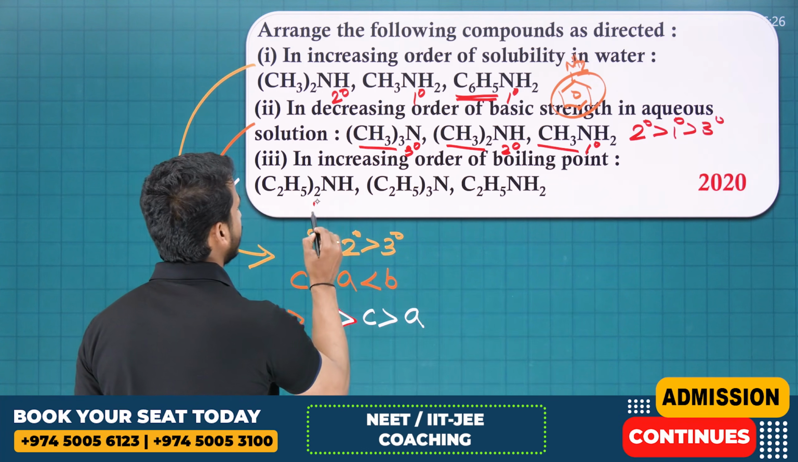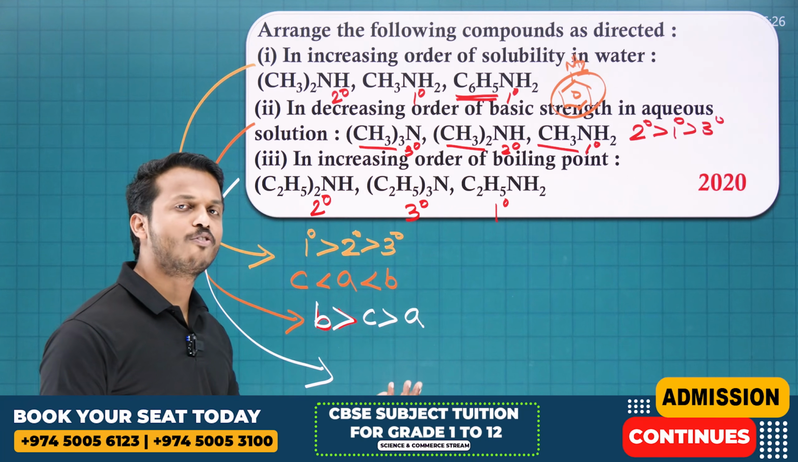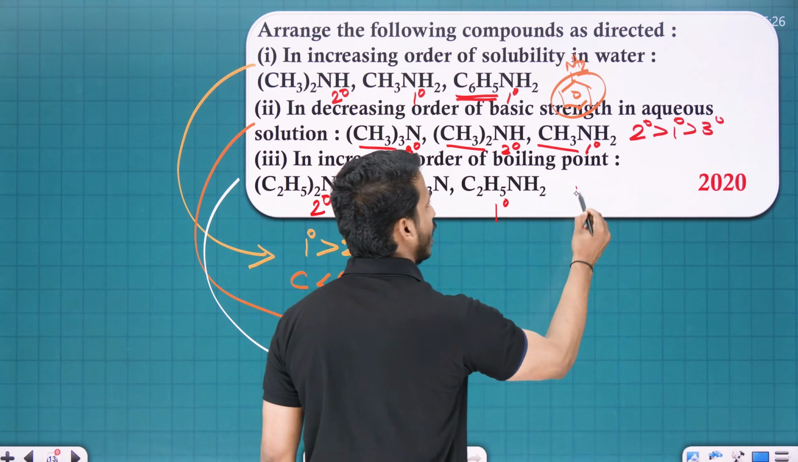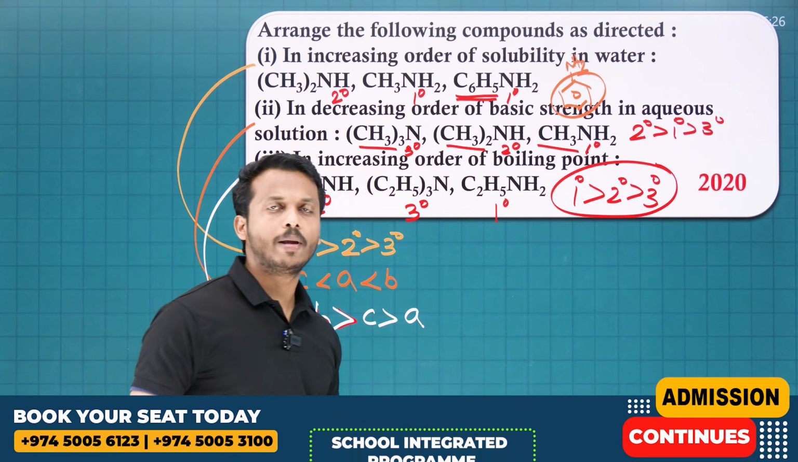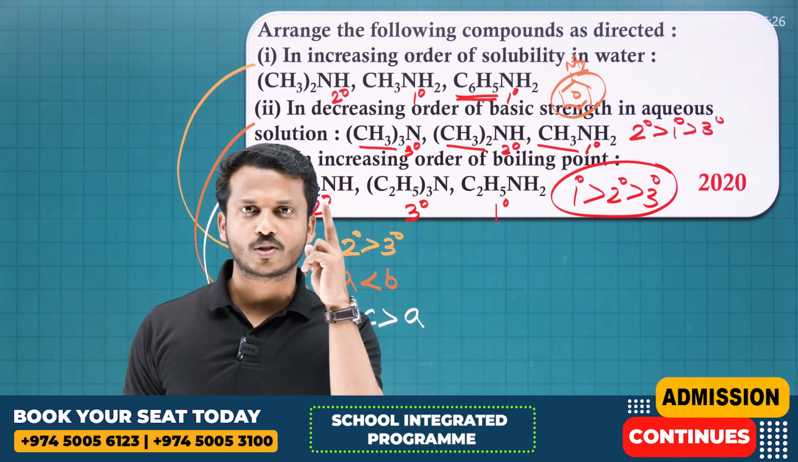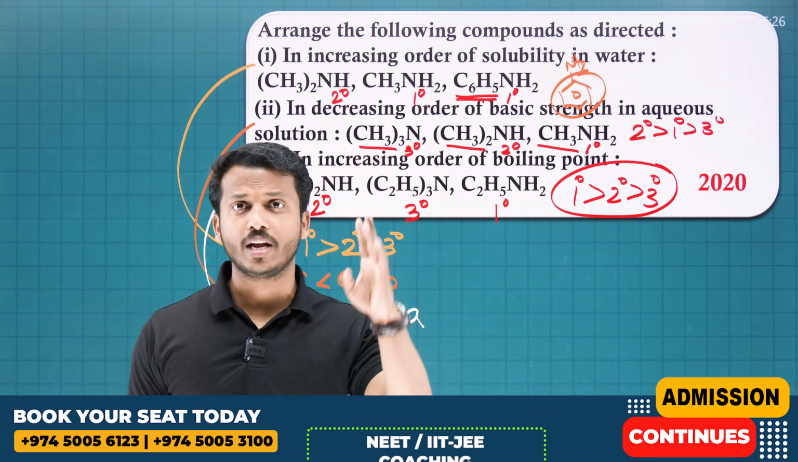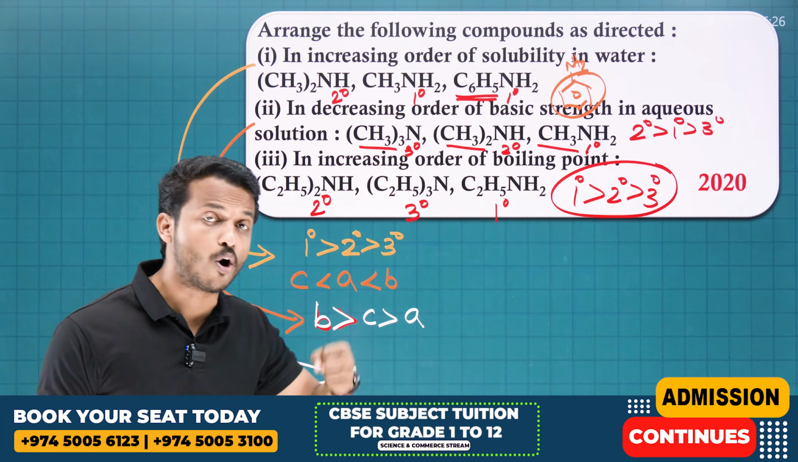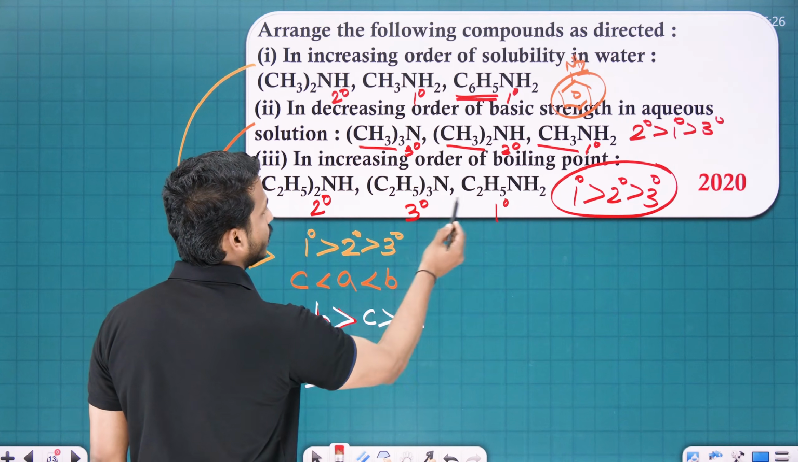What is this amine? Secondary amine, tertiary amine, primary amine. Order of boiling point of amine, what we studied? Primary, secondary, tertiary. Remember, mainly they ask you two physical properties of amine, boiling point and solubility. Both are the same order, primary, secondary, tertiary, because primary can form more number of hydrogen bonds. So, increasing order, right? So, which is the primary?